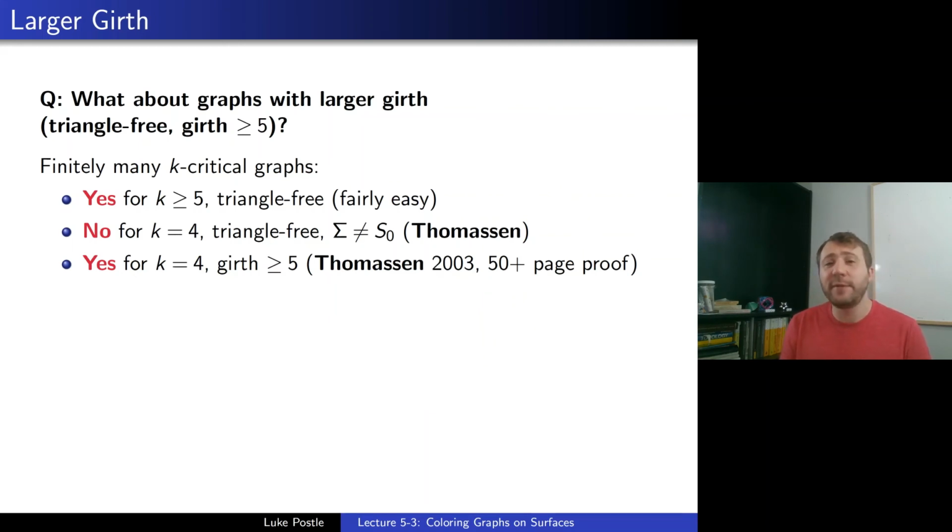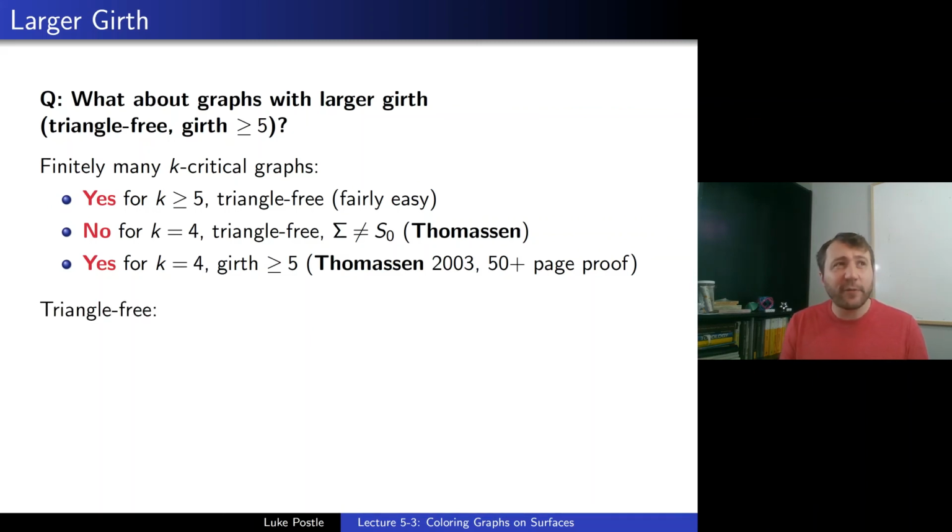So there are only finitely many 4-critical girth at least 5 graphs, and that's a result of Thomassen from '03, and it's a 50+ page proof, so also very hard. But at least that's a satisfying answer, that the answer is yes. So 3-coloring girth 5 graphs is actually somewhat doable then. Well, let's just return, though, to the triangle-free.